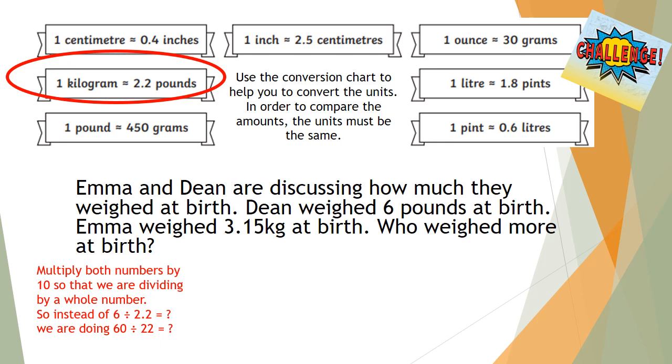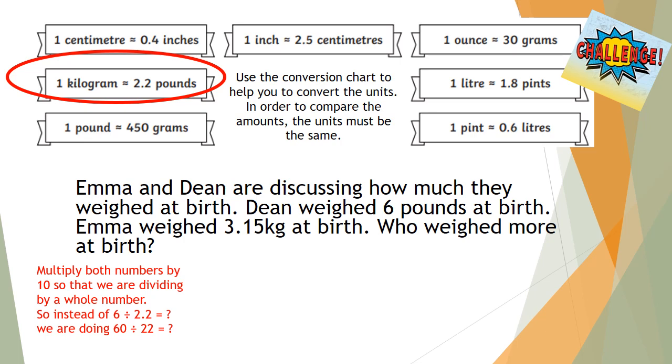Because where we've multiplied both of our numbers by 10, our answer is still going to be the same. The amount of times that 22 can go into 60 is going to be the same as the amount of times that 2.2 can go inside 6. So you can write it using the bus stop method, and just remember to put your decimal back in the correct place, looking at the number 2.2, or you can multiply both numbers by 10.